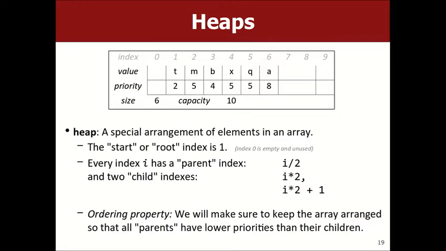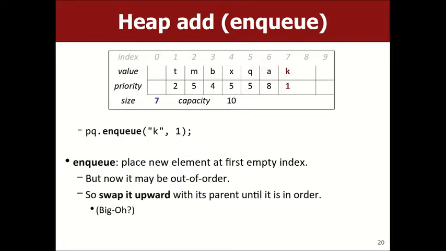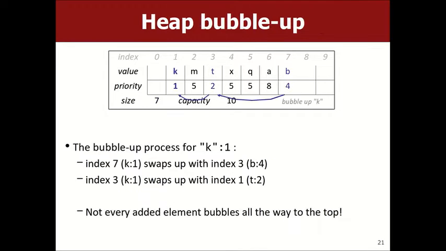How do you do that? When you add something to the PQ, you put it at the end, but now it's out of order because it's got priority one. It should be closer to the start, right? So what do you do? You swap it up with its parent until it is in order. Seven's parent is three. It's got a more urgent priority than three, so you swap it. Three's parent is one. It's got a more urgent priority than one, so you swap it. You swap with index over two, index over two, index over two, until it gets to the right place in sorted order with respect to those parents.